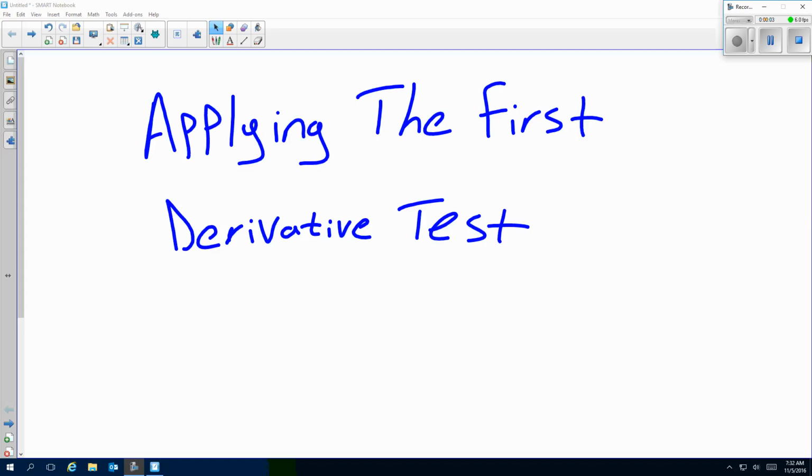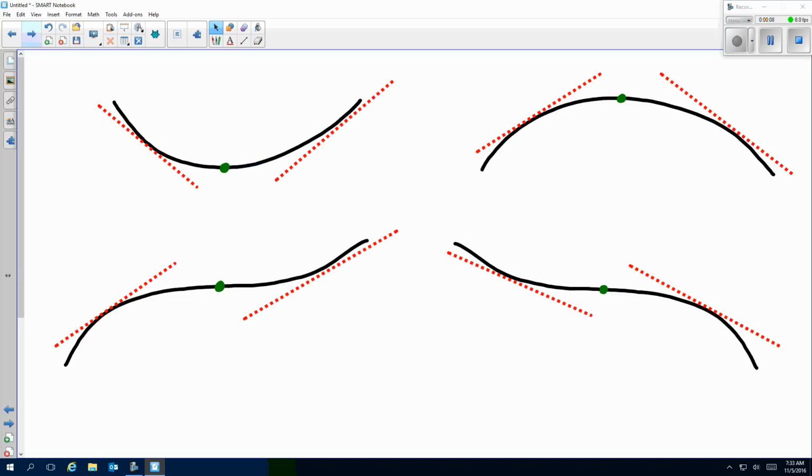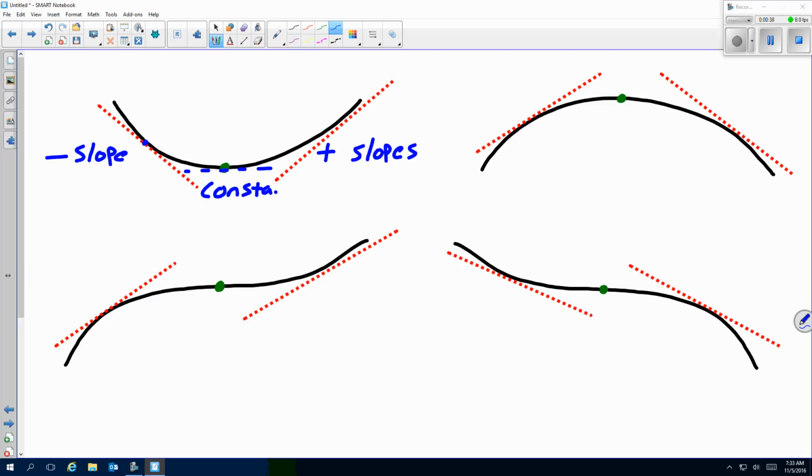Good morning, class. So today we're going to talk about applying the first derivative test. Now, functions can have certain attributes. If we look at a function, we can look at its slope at a certain point, the tangent line slope as we've been calling it. I can have tangent line slopes that are negative slopes, and I can have tangent line slopes that are positive slopes. And functions can change. They can have moments where they have a constant or a zero slope.